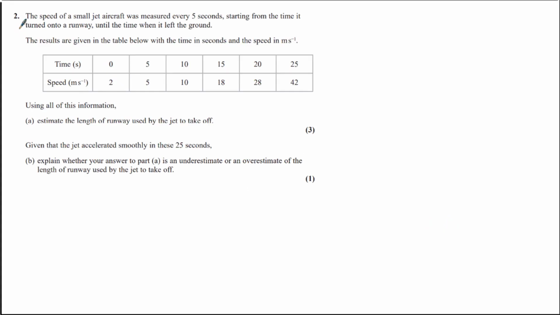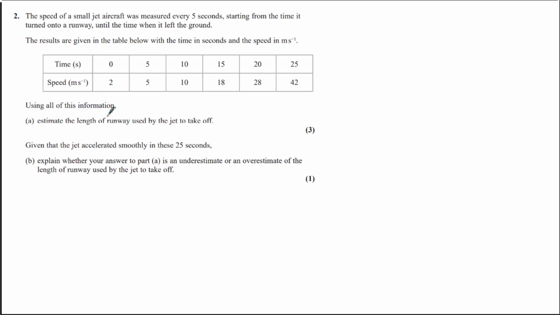Question 2. The speed of a small jet aircraft was measured every 5 seconds, starting from the time it turned onto a runway until the time when it left the ground. The results are given in the table below with the time in seconds and the speed in meters per second. And here you can see the table.